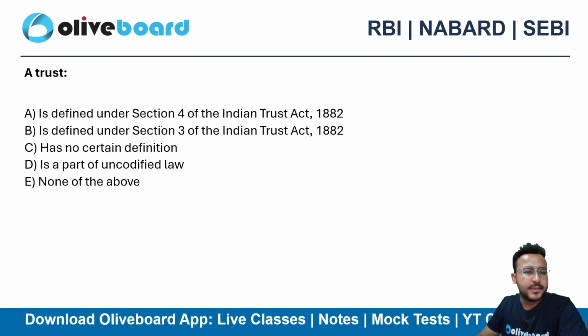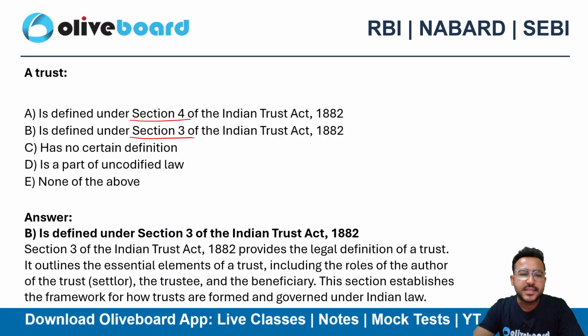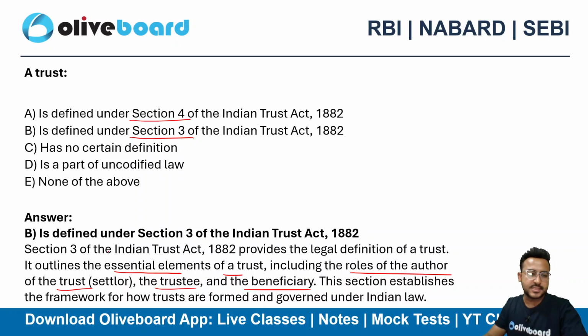Now, a trust is defined in which section? Is it defined in section 4, section 3, or has no certain definition at all? Or is a part of uncodified law, or none of them? What's your opinion on this particular question? It is defined under section 3 of the act, right? It outlines the essential elements of the trust, including the roles of the author of the trust, the trustee, and the beneficiary as well, right? So we have discussed this as well. The correct answer is option B.